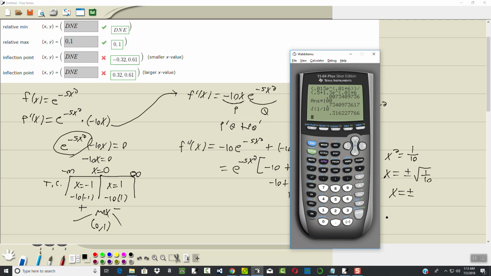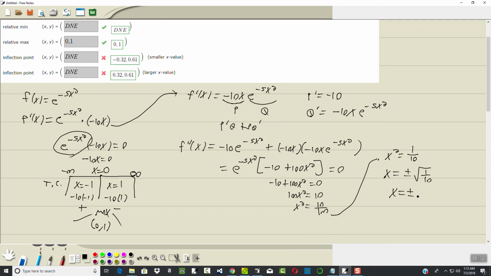Is 0.32. I guess they take it to 2 decimal places there. So those are our critical values. So we're going to have x equals negative 0.32. We'll have x is equal to positive 0.32.